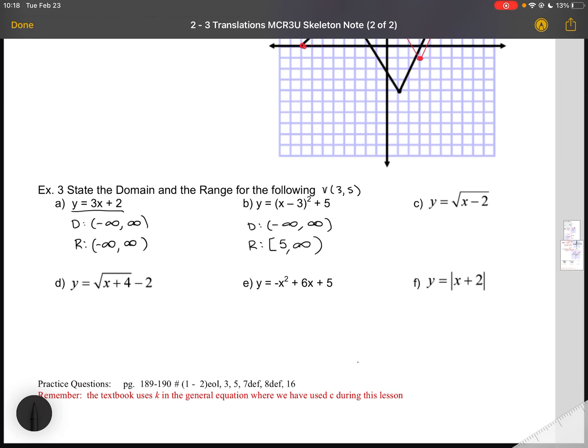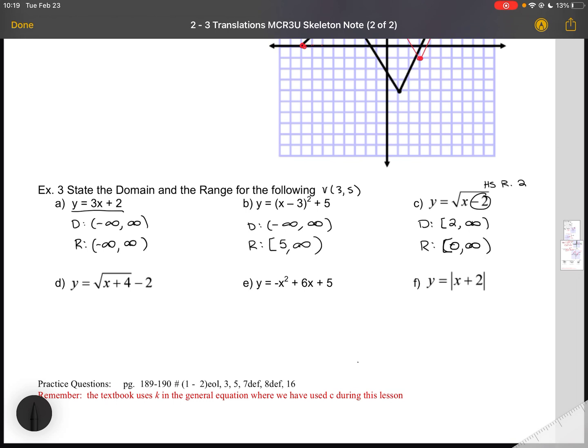Next is our square root function. Here we've got a horizontal shift, right 2. That means that our starting point is no longer 0, 0. Our starting point is going to be 2, 0. So that means that our domain now starts at 2, continues on to infinity. The range remains the same, starting from 0 and going all the way up to positive infinity.